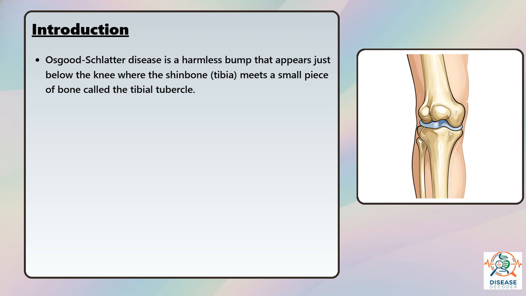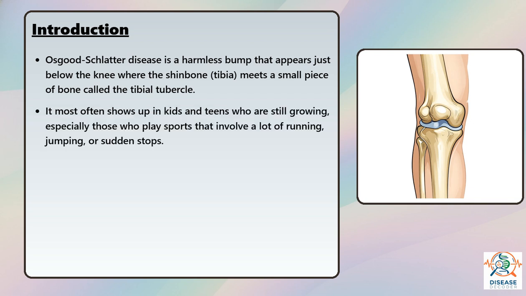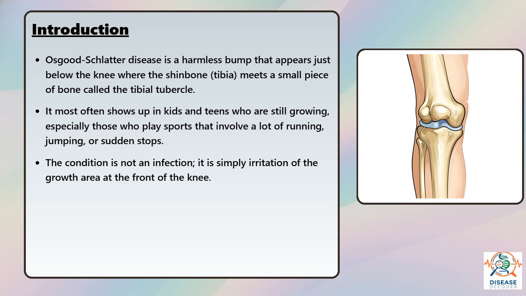Osgood-Schlatter disease is a harmless bump that appears just below the knee where the shin bone, tibia, meets a small piece of bone called the tibial tubercle. It most often shows up in kids and teens who are still growing, especially those who play sports that involve a lot of running, jumping, or sudden stops. The condition is not an infection. It is simply irritation of the growth area at the front of the knee.